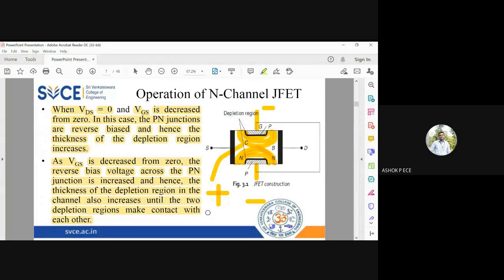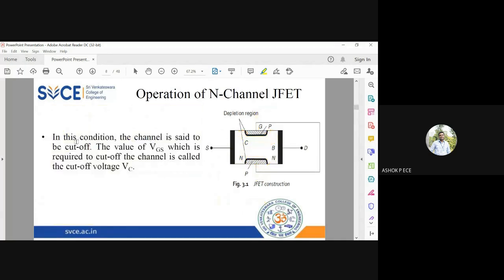So when the voltage reaches, for example, that value, both the depletion regions are going to be touching each other. This condition is said to be cut off. Only when the path is free can electrons flow, correct? When the path has a huge obstruction in the form of the depletion region, with both depletion regions touching like this, is there a path for the electrons to move inside the channel? No, right? So there is no path for the electrons to move inside the channel.